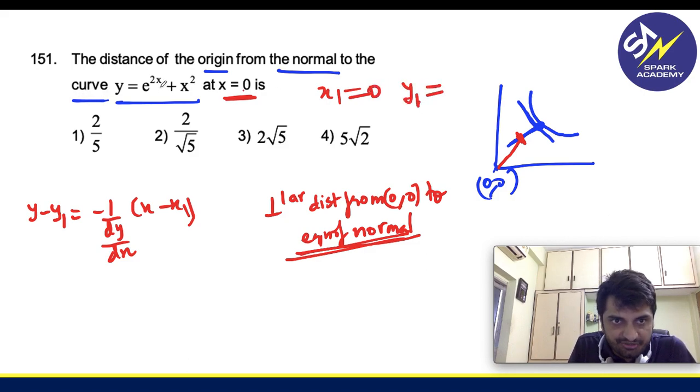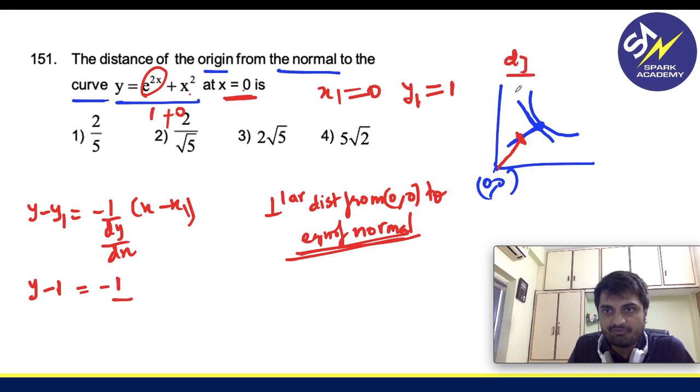So this 0, substitute here. e power 0 is 1. This is 1 plus 0. So 1 I am getting. So y minus y1 is 1 equals minus 1 by dy by dx. How will you find out now? If you want dy by dx, the way you get it is the derivative of e power 2x is e power 2x into 2, plus the derivative of x square is 2x.